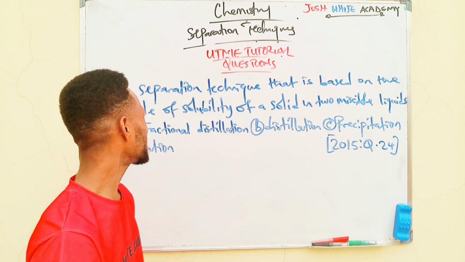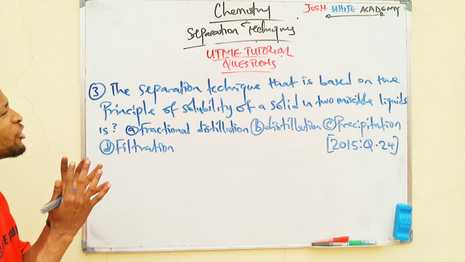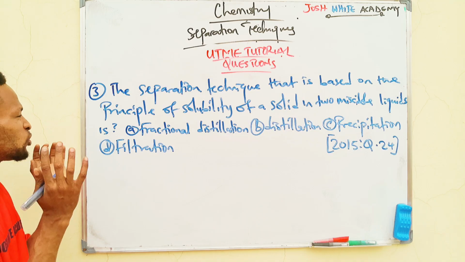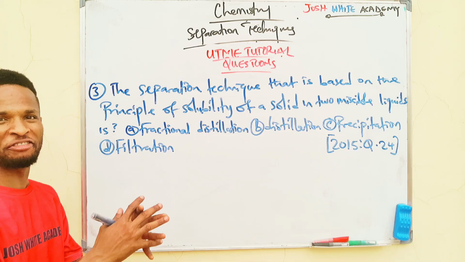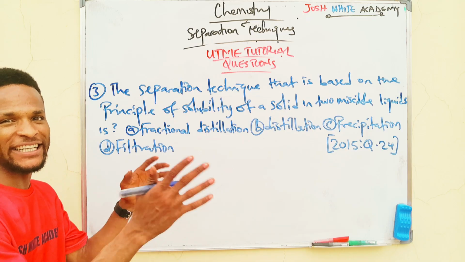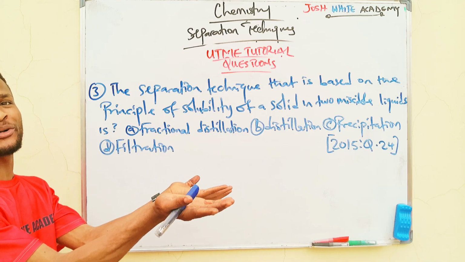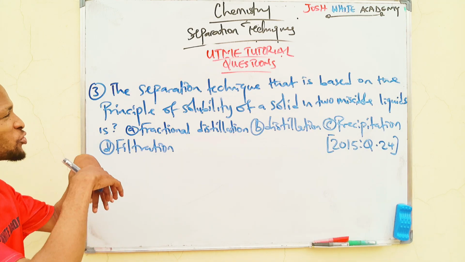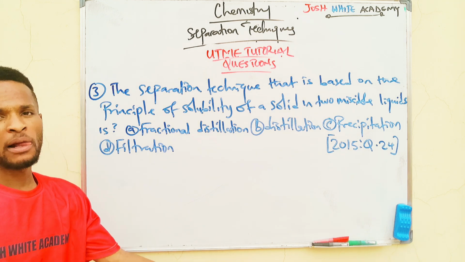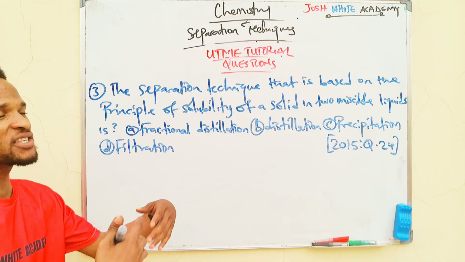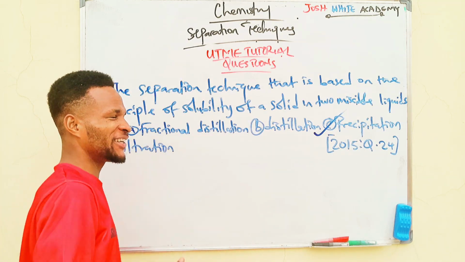Let's continue. The separation technique that is based on the principle of solubility of a solid in two mixable liquids is, remember we said this when we talked about iron sulfate in water and ethanol. That's precipitation. The separation technique that requires a chemical process. So it is used to separate a solid that is soluble in one but not soluble in the other, and both liquids are mixable. So our answer is what? Precipitation. So the next question.